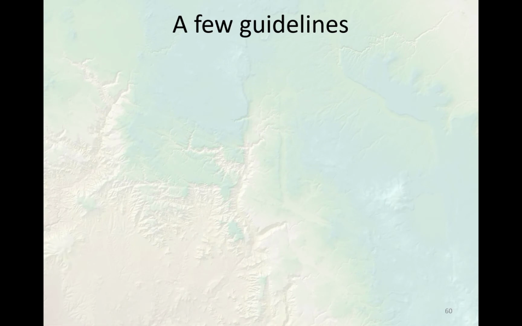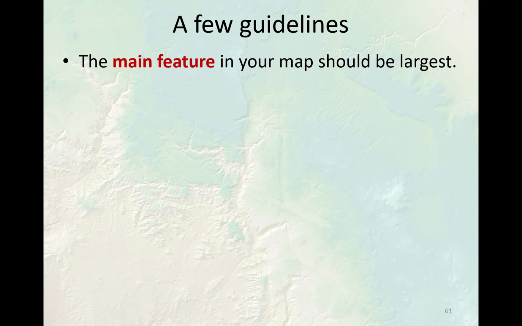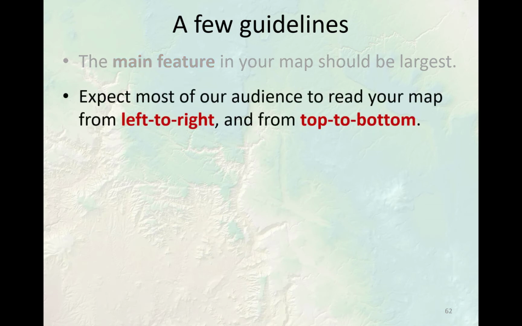Let's discuss a few guidelines as you make maps in ArcMap. So first off, the main feature in your map should definitely be the largest. Whatever it is you're wanting the person to notice should be the thing that first catches their eye. Next, if you want your viewer to look at your map elements in a particular order, like if they form parts of a larger story, you should arrange those map elements the way a person would typically read a document. So in the United States, you'd expect the person who sees your map to review it from left to right and then from top to bottom.